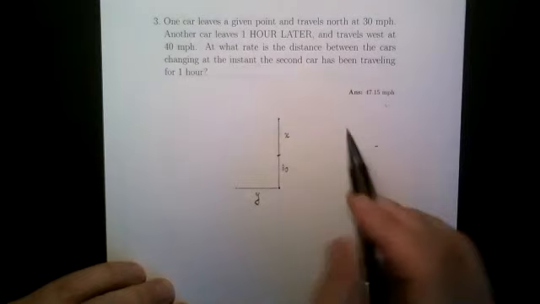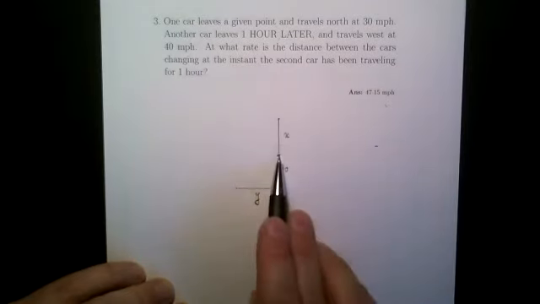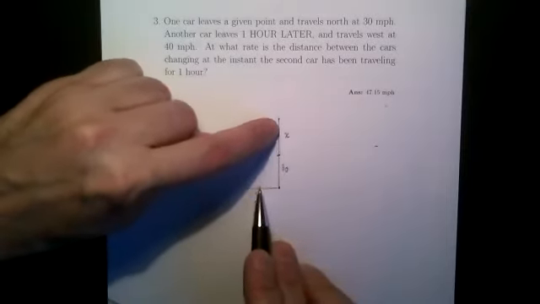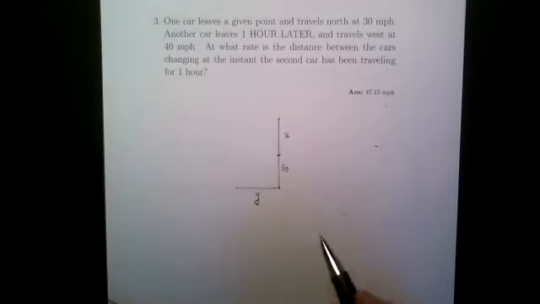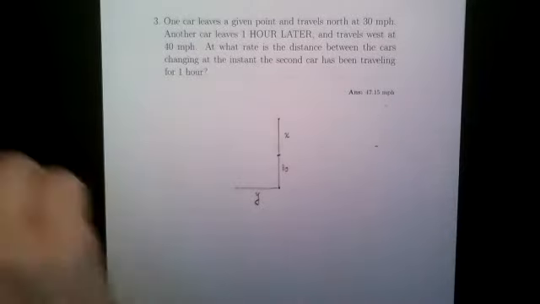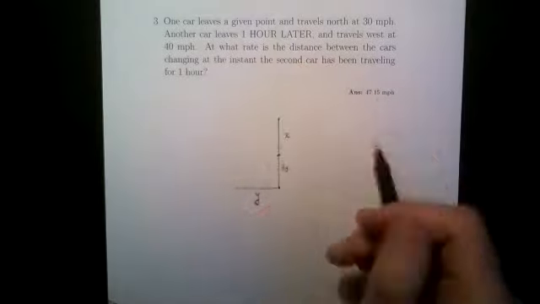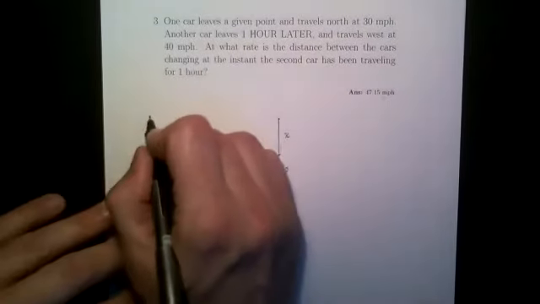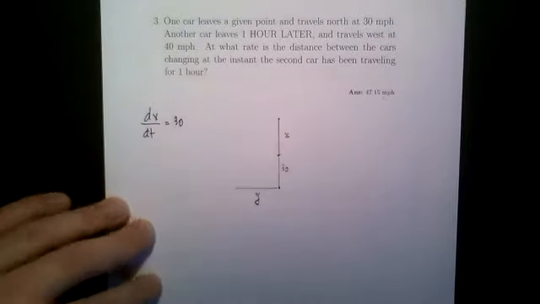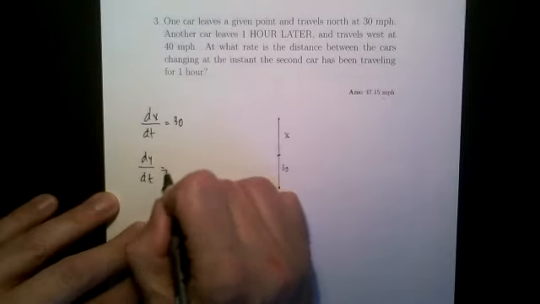This 30 comes because he starts 1 hour later, and so when he starts, he's already here. They're advancing like this, west and the other one north. And what's given to me here? dx/dt is 30, that's given to me, and dy/dt is 40.